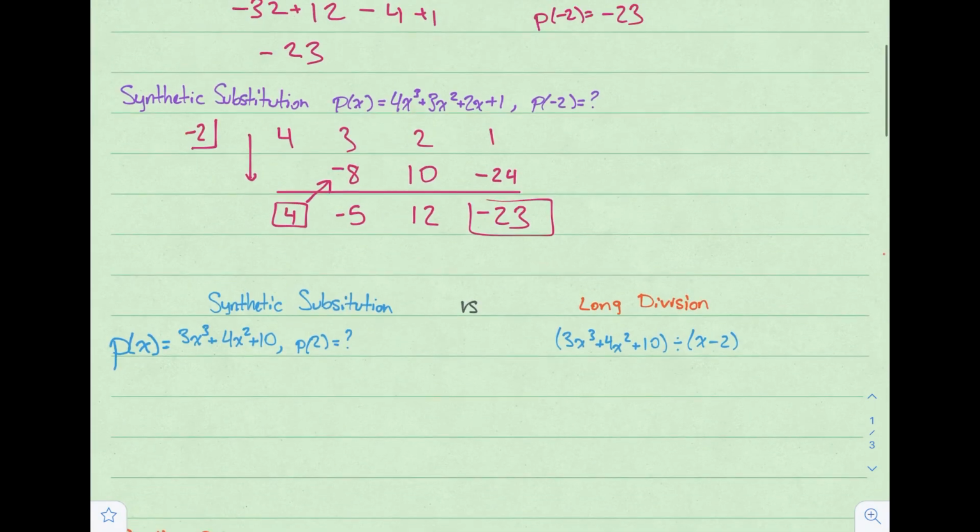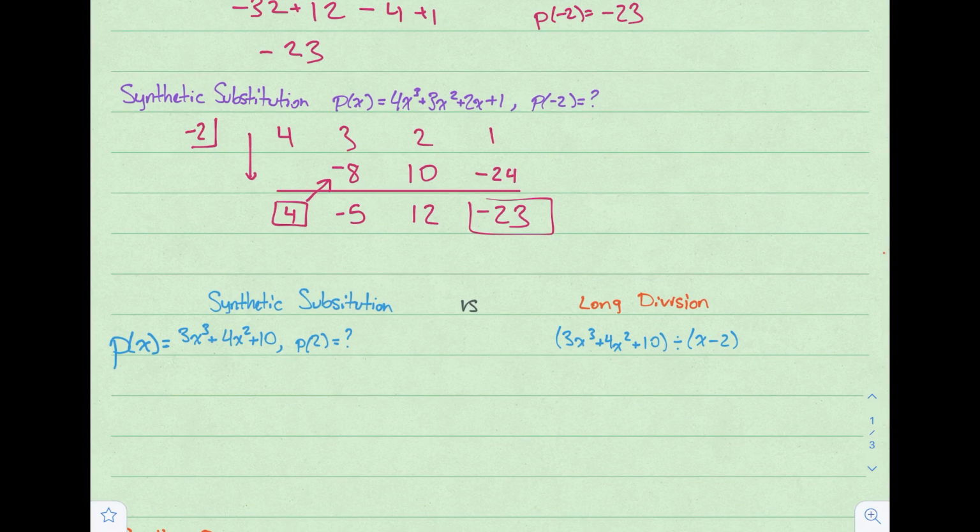So now let's compare synthetic substitution to long division. I've got a different polynomial I want to do some long division with, and then I'm going to evaluate at p of 2. So let's start with the synthetic substitution. Again, I'm going to list the coefficients of my polynomial, 3, 4. I have to be careful to include the 0 term, just like we were doing with long division, because there are no x's, 10. And then off to the corner, I want to plug in 2, so I'll put 2 into a box.